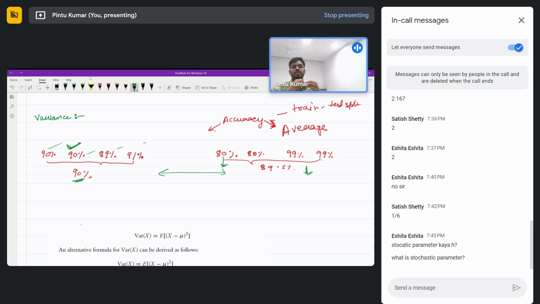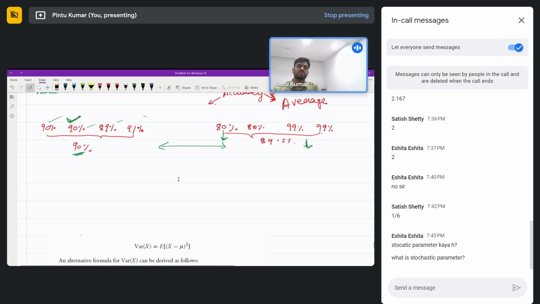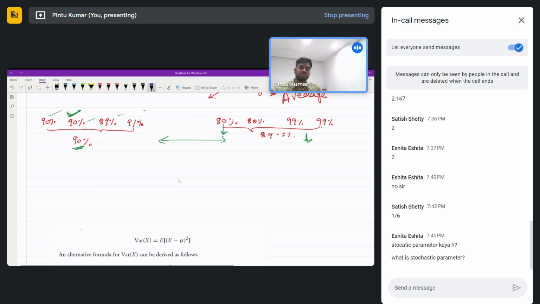So a stochastic parameter is a parameter that is not fixed but varies. Stochastic means something that is not fixed but varies. For example, if you train your model, what is the first step that you do? You split your train and test data set, right? So you say that 80% will be training data points and 20% will be your testing data points.